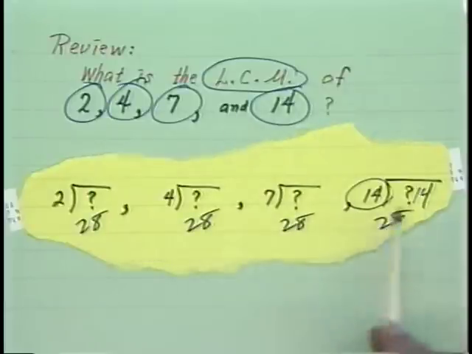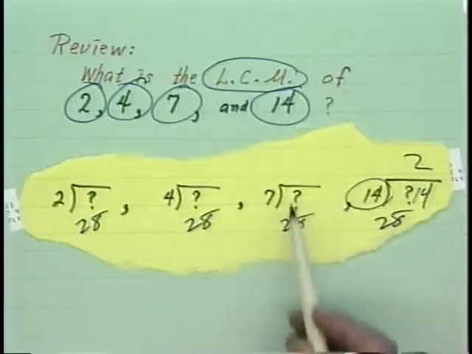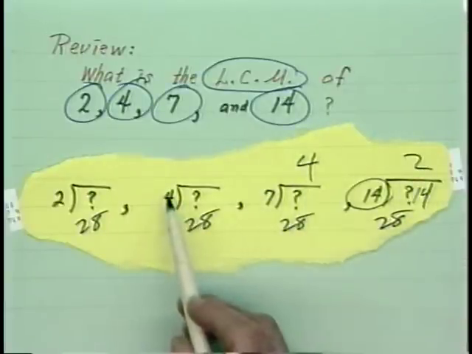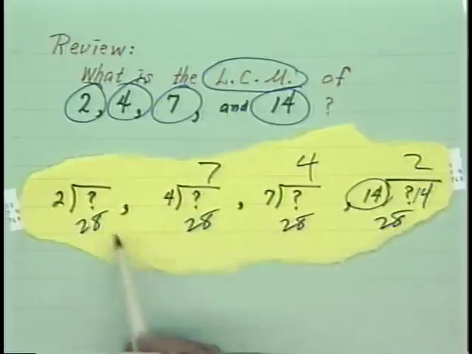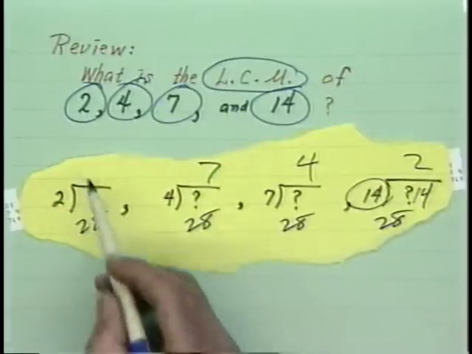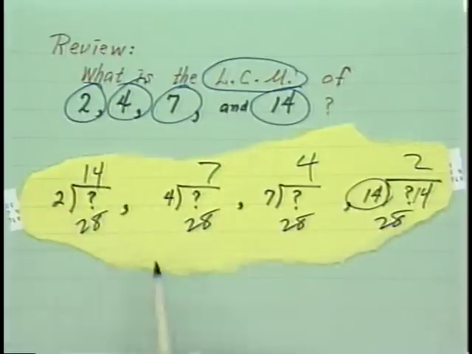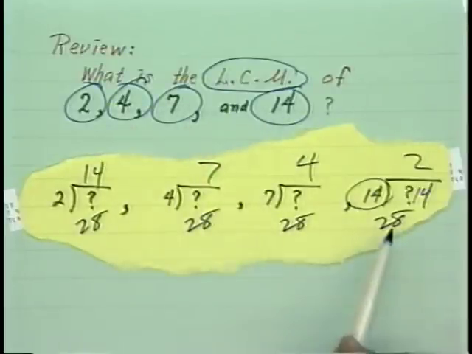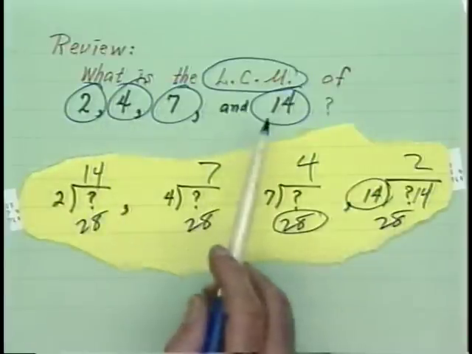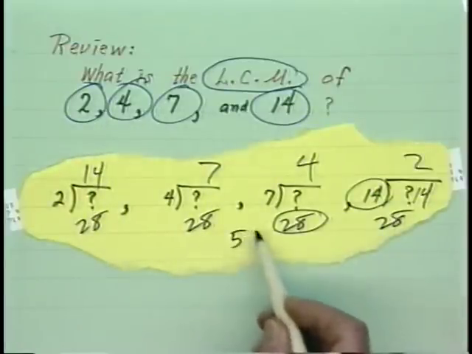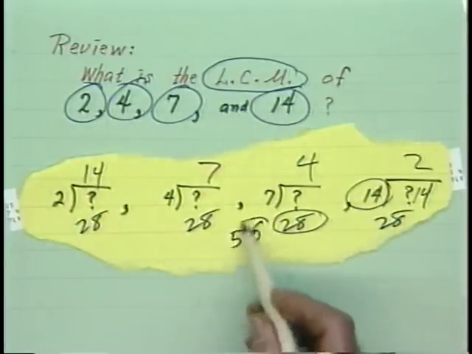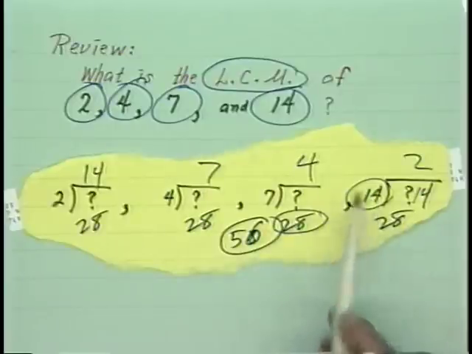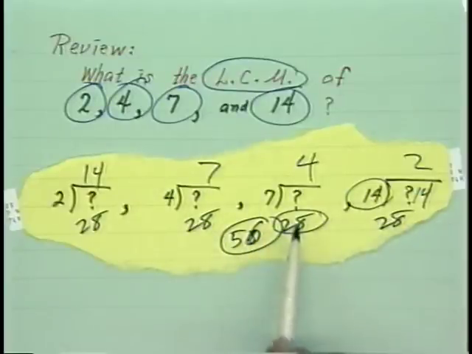14 will go into 28 twice. 7 goes into 28 4 times. 4 goes into 28 7 times. 2 goes into 28 14 times. So each of these numbers will divide into 28. And our claim is that it's the smallest number that each of these will divide into. Because for that matter, 56 is divisible by each of these, but it's larger than that.